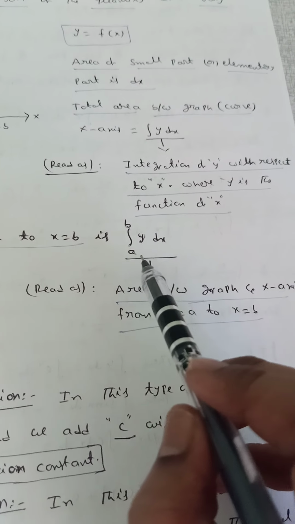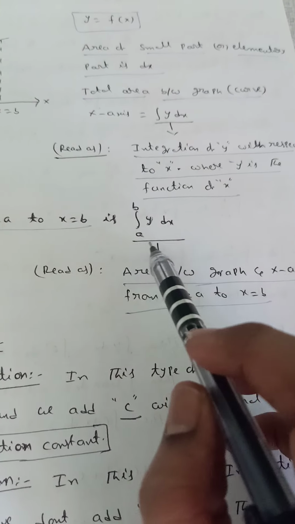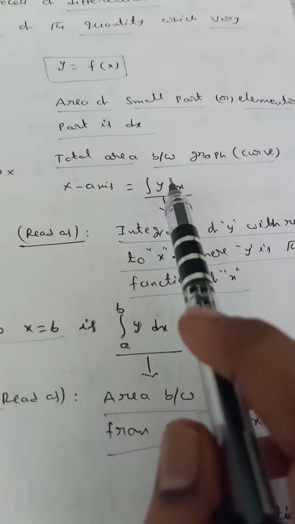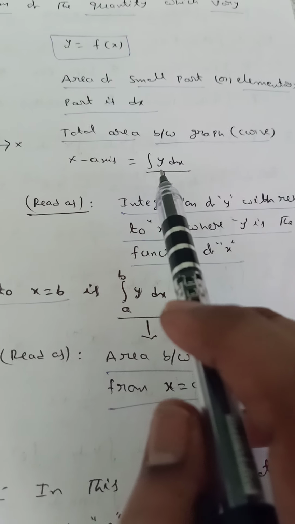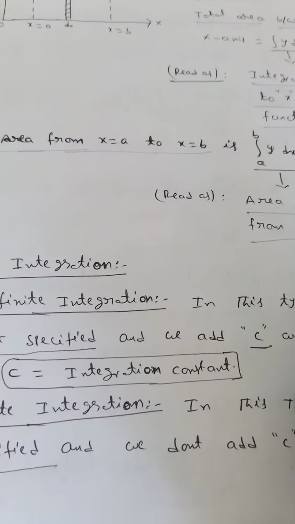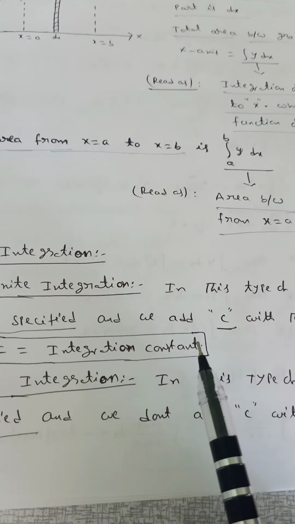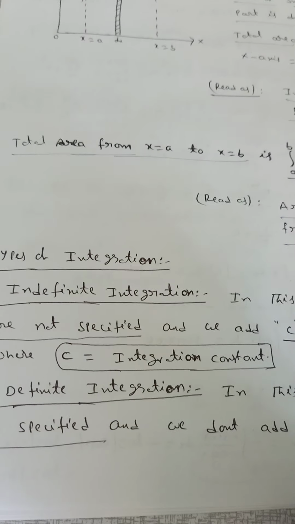But this function has limits added; this is definite integration. But this function, limits are not added; this is indefinite integration. C is the concept in the final answer. C means the integration constant, or constant of integration.